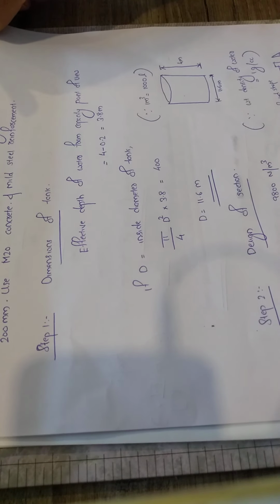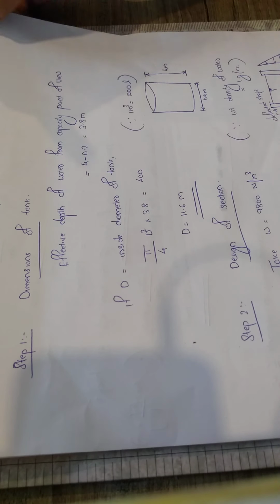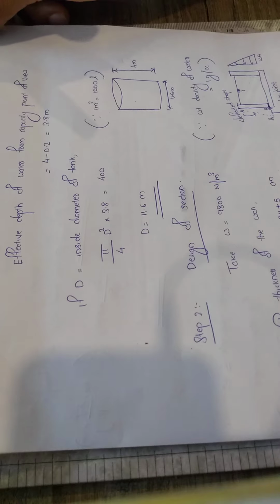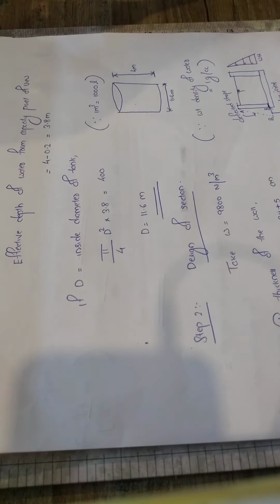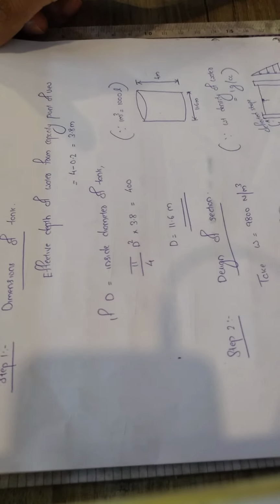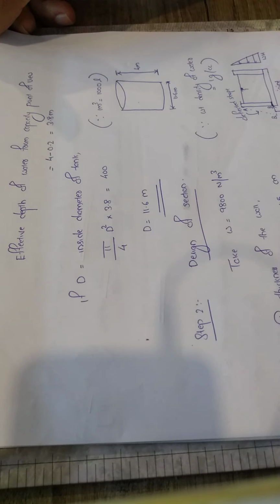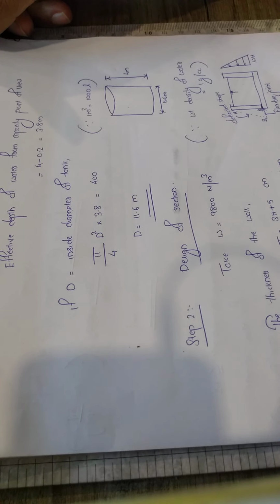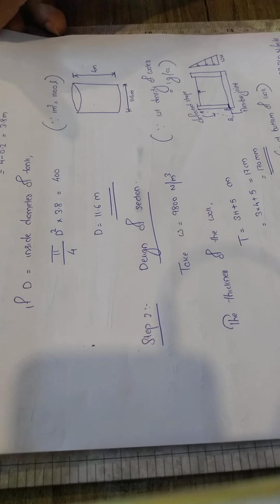Okay, so the effective depth in our case becomes 3.8 meter, and if D is the inside diameter of tank, then we know that pi D squared by 4 into 3.8 should give 400. What is 400? Because it is given 400,000 liters. We know that in 1 meter cube, 1000 liter of water can be there. So it is 400 meter cube, and from that we can find out D is equal to 11.6 meter.